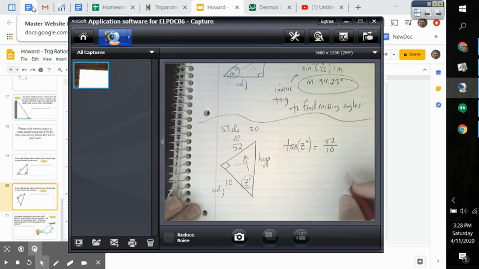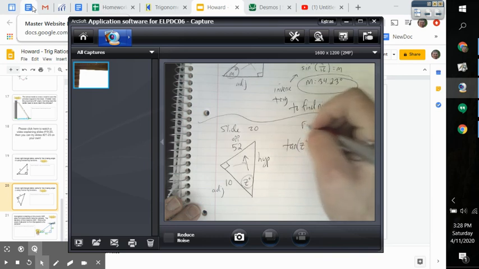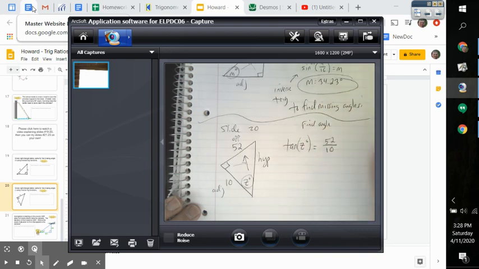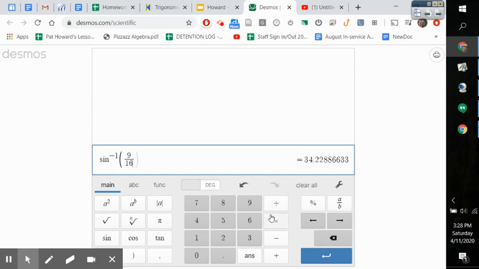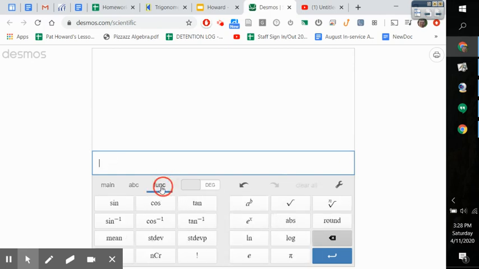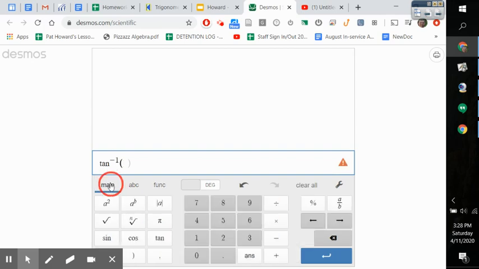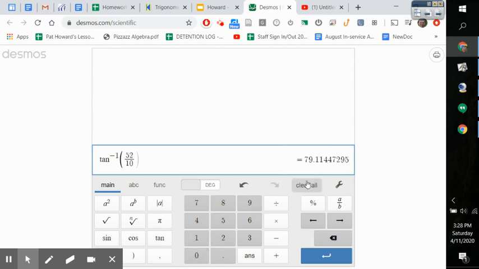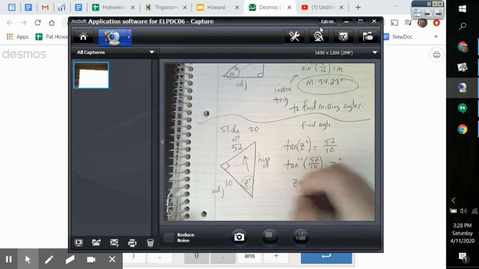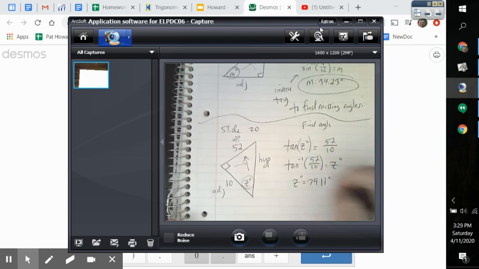All right? So all I'm going to do now, since I'm trying to find the angle, I'm going to use what's called the inverse. Tangent inverse 52 over 10 equals angle Z. Okay, so tangent inverse 52 over 10, back to my calculator. Okay, I'm going to clear this all out. We're going to go to functions, tangent inverse. All right, we wanted 52 over 10. Those of you wondering about reducing it down, the calculator will do it for us. 79.11 degrees. Okay, so Z equals 79.11 degrees.